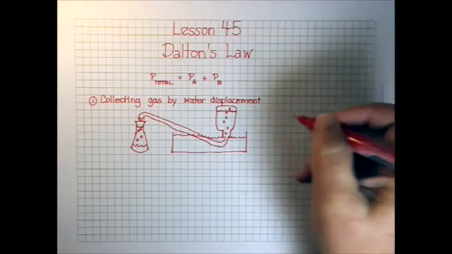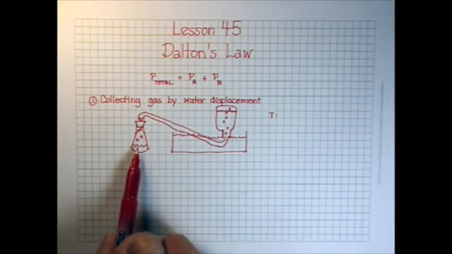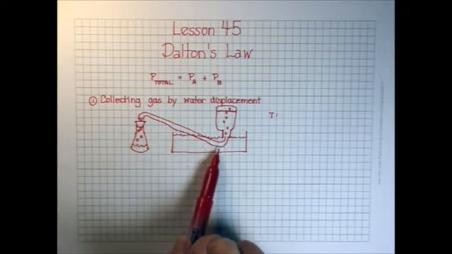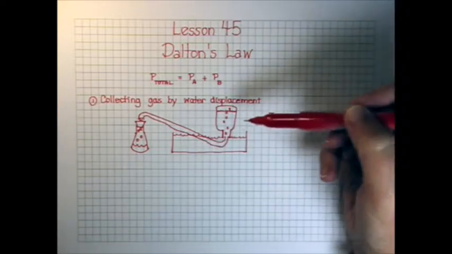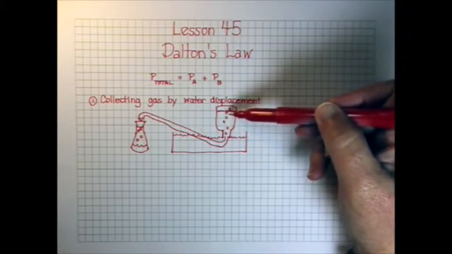First of all, the temperature. The temperature may have been quite warm over here if this was an exothermic reaction, or it may have been quite cold over here if it were an endothermic reaction. But by the time it has traveled through here, being exposed to the temperature of the water through the tubing, and then it's directly bubbled through some more water at the same temperature.